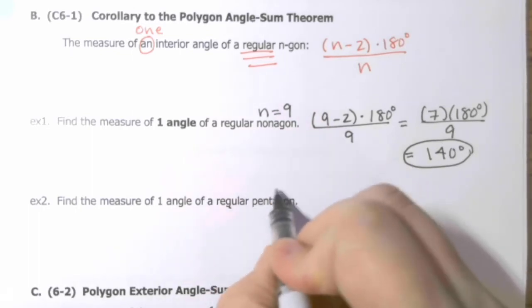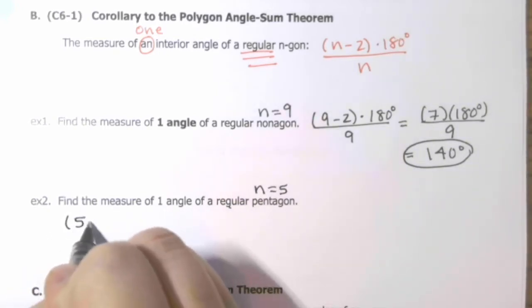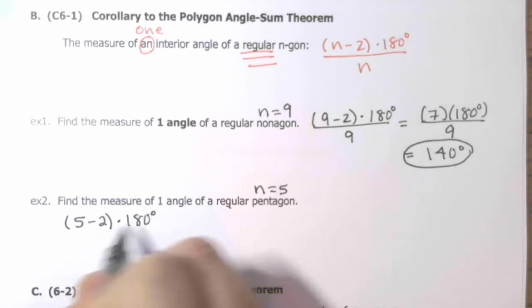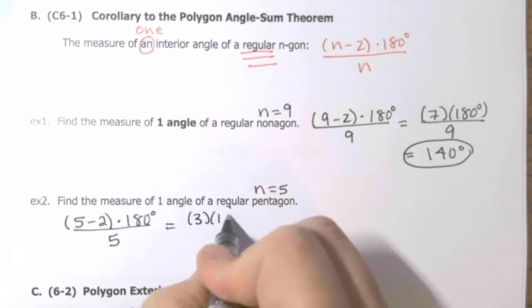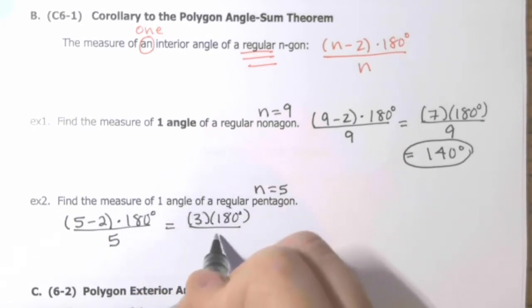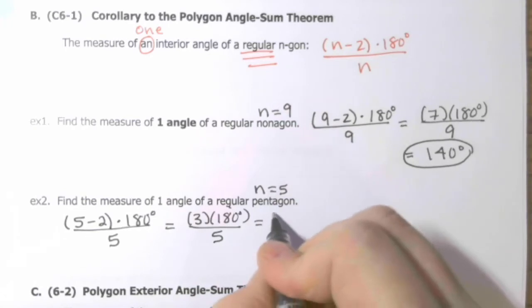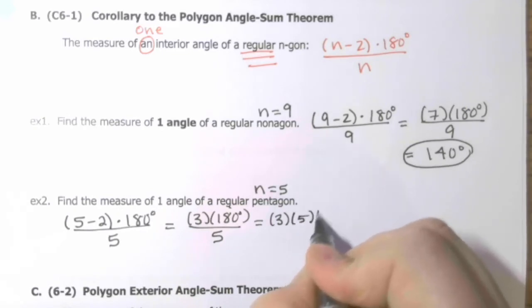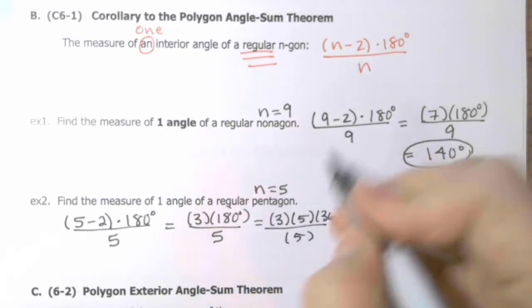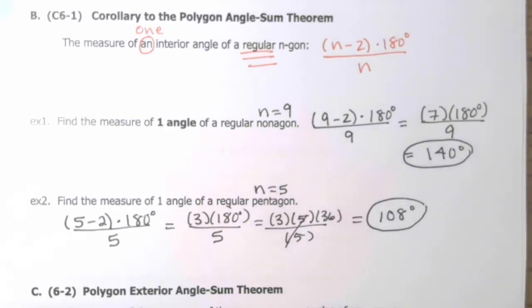A regular pentagon has 5 sides, so n equals 5. So we're going to go 5 minus 2 times 180 degrees divided by n, which is 5. Well, 5 minus 2 is 3. So 3 times 180 degrees over 5. And there's a really easy way to reduce this. 180 is 5 times 36. And then we have a 5 on the bottom, so we can divide the 5s out, and we get 108 degrees for one angle of a regular pentagon. I hope you got that one right.